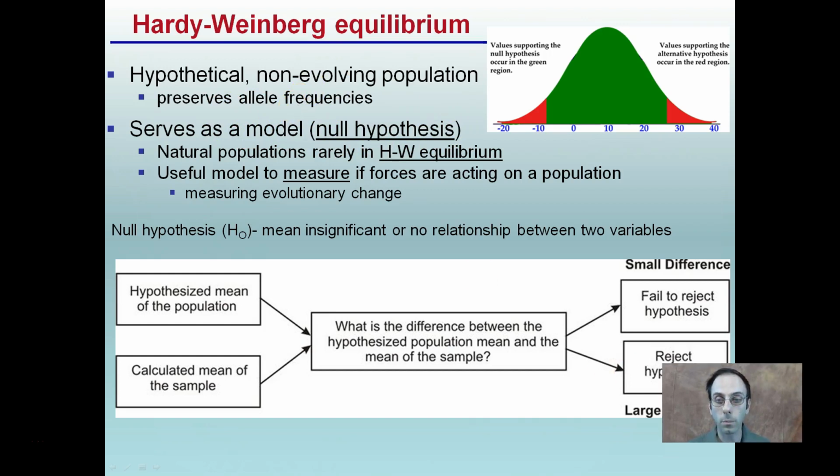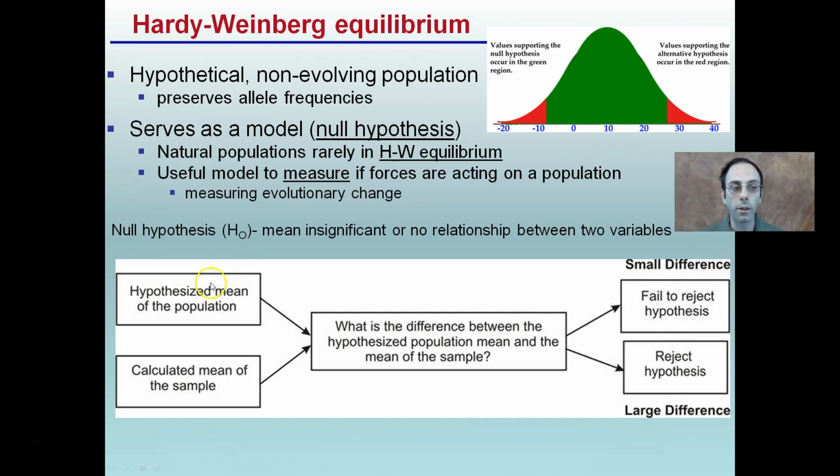A null hypothesis refers to a situation where we have a hypothesis, a question, and a calculated mean for the sample. If there's a small difference, we fail to reject the hypothesis. That would be the null hypothesis there. If we do have enough data to reject the hypothesis, meaning it was wrong or we're proving it to not be accurate, in this case a large difference, this results in the rejection of that hypothesis. So values that support the null hypothesis occur in the green region, and values supporting the alternate hypothesis occur in the red. Those are the extremes there.